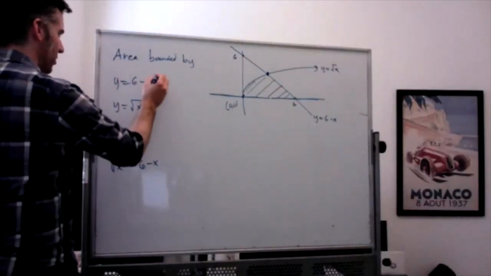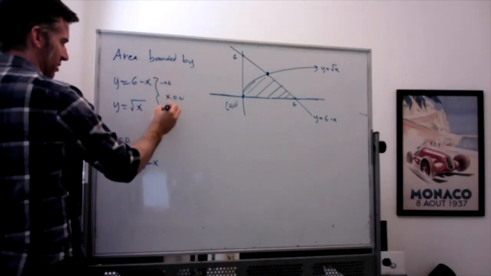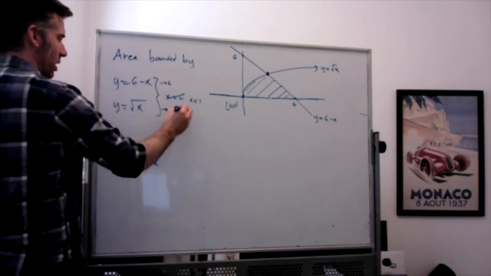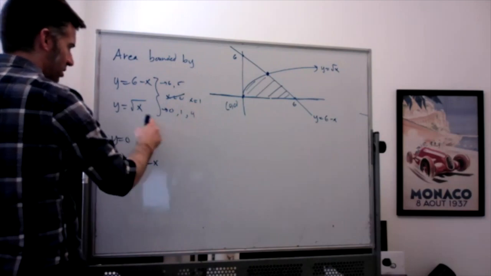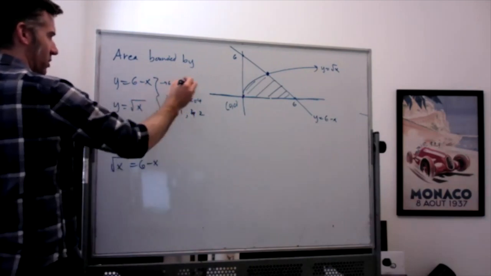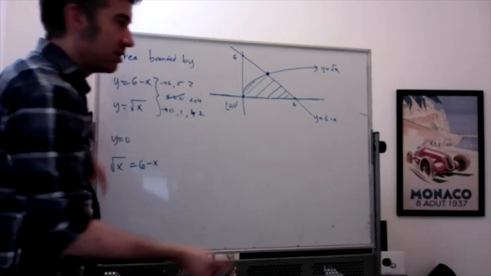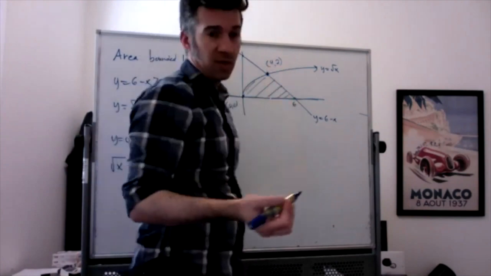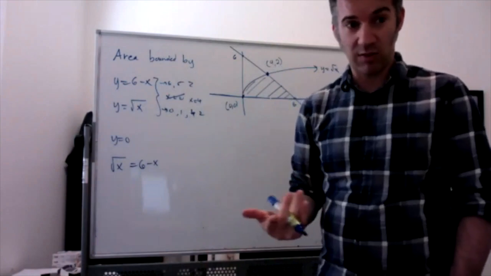So let x equal, say, 0. Well, this is going to be 6, and this is going to be 0, so that doesn't work. Let x equal 1. Square root of 1 is 1, 6 minus 1 is 5. No, that doesn't work. Let x equal 4. Square root of 4 is 2, and 6 minus 4 is 2. Oh, when x is 4, both of these are equal to 2. That's where they intersect. So a lot of the time when you have a square root showing up, it's often going to be a number that's easy to take the square root of.